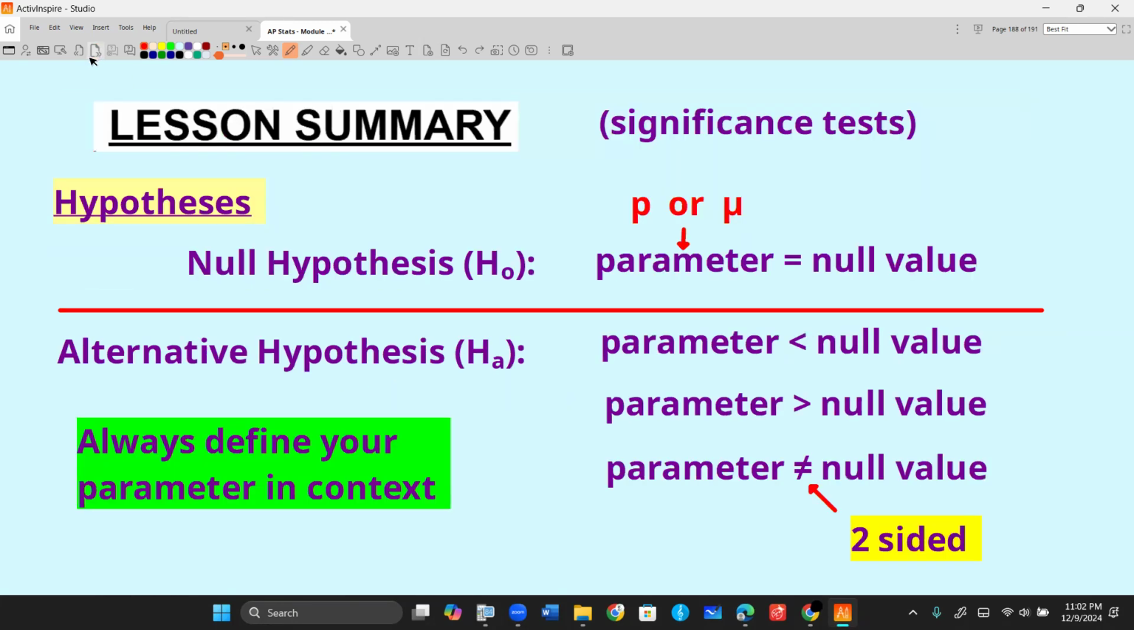All right, let's do a little lesson summary. Going back to the beginning from the first video, remember our hypotheses, you always have a null. It's always going to be a parameter, so it might be p or mu. For the next couple lessons, it'll be p. And our alternative will always be either less than, greater than, or not equal to if it's two-sided. Always define your parameter in context of the problem.